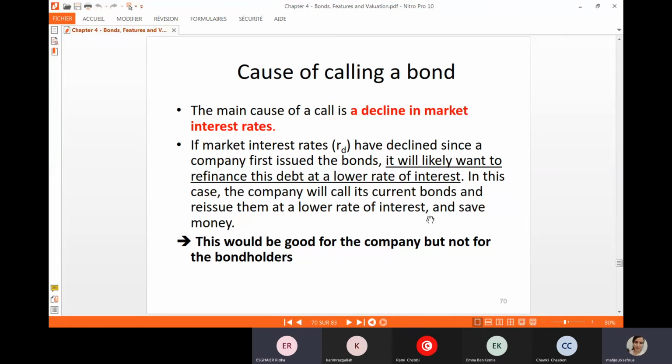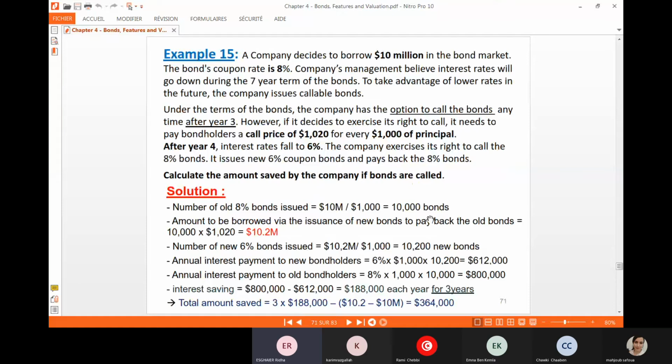Yes. Let's take an example to understand how the operation works. Suppose a company decides to borrow $10 million in the bond market. The bond's coupon rate is 8%. Of course, we can't change the coupon rate. The coupon rate is set, subscribed on the face of the bond, 8%.